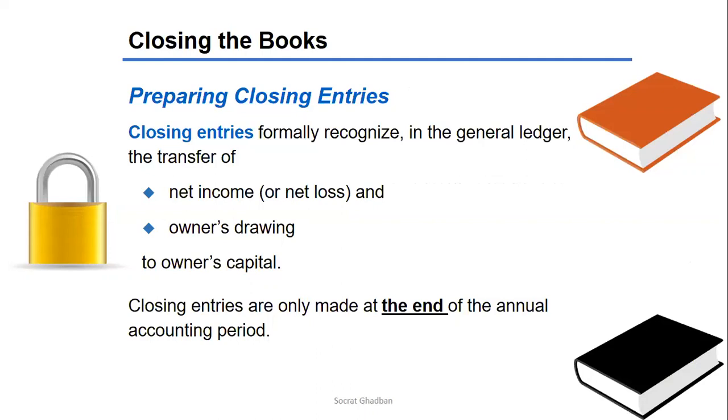Closing entries formally recognize in the general ledger the transfer of net income or net loss and owner's drawing to owner's capital. So closing entries are only made at the end of the annual accounting period and produce a zero balance in each temporary account.